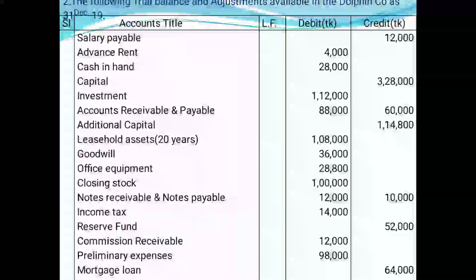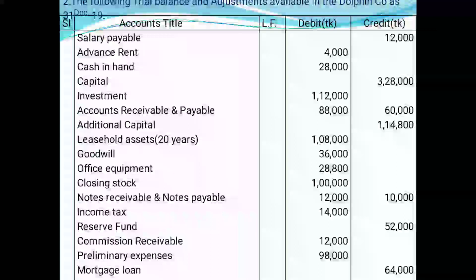Closing stock, this amount is to be treated as current asset, that is short-term asset. It is shown in statement of financial position. Notes receivable and payable. Notes receivable, one kind of current assets, and notes payable, one kind of current liability. Both amounts are to be shown in statement of financial position. Income tax, like drawings, is deducted from the total amount of capital, that is in statement of owner's equity.